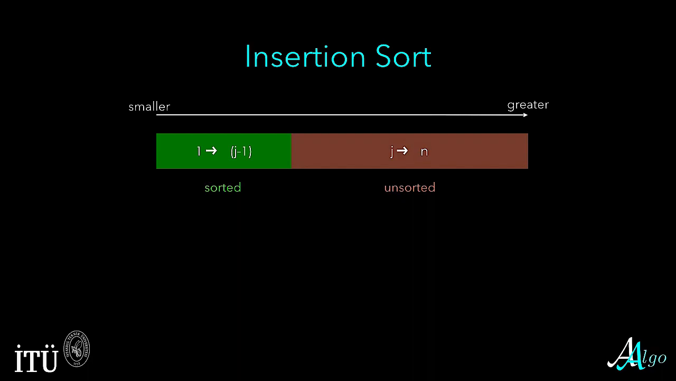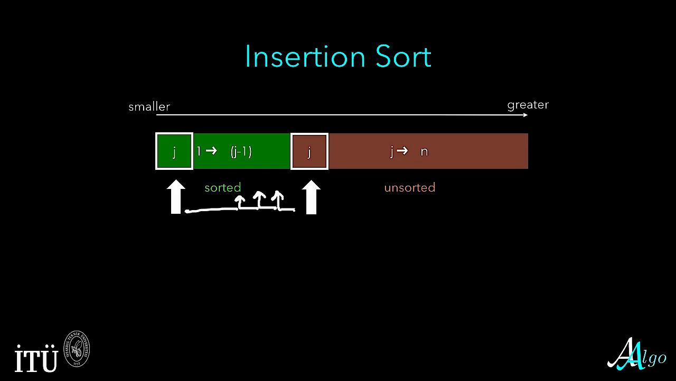So the basic idea of insertion sort is to look at the next element j, the first element in the unsorted subarray, let's call it, and then move it backward, compare it with all these elements, and insert it into its right position, which means we insert it in the sorted array in such a way that it remains sorted, okay? So this is the basic idea.